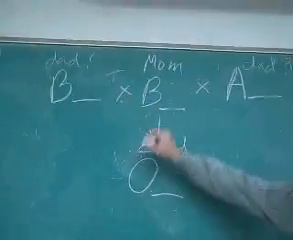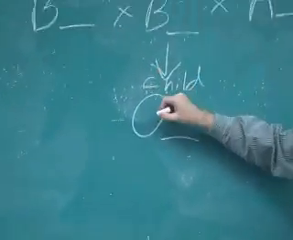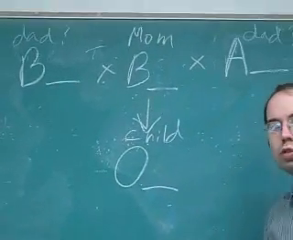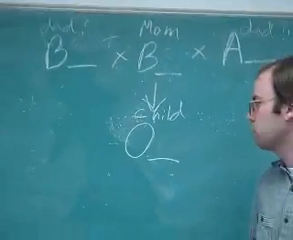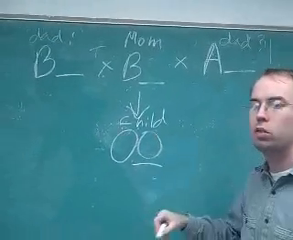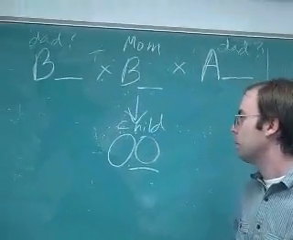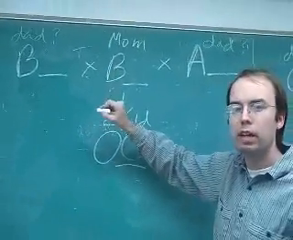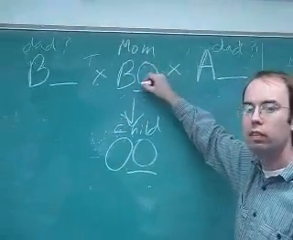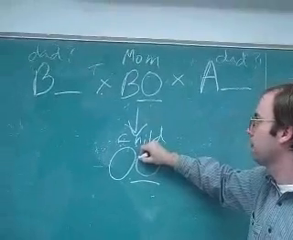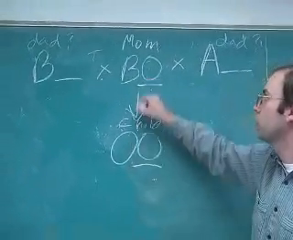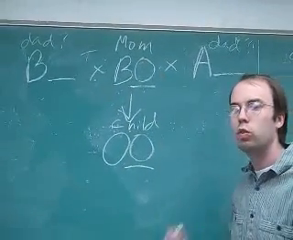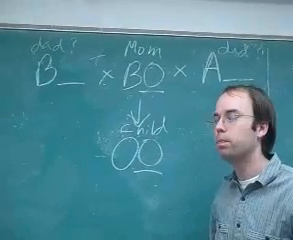Okay, we've got mom, type B, child's type O. Now remember, O is recessive, so the child's genotype must be OO. He has no A, he has no B. That means the child got an O from both parents. Mom's type B, she's got to be BO, right? Because she had to have an O to give her child. Okay, so we know the child, we know the mom. Now we're looking for a dad who has an O allele.